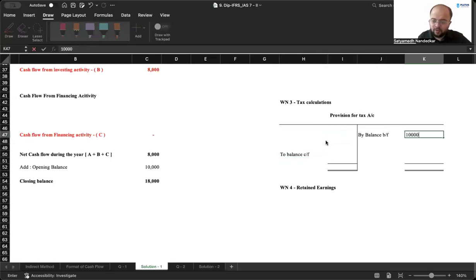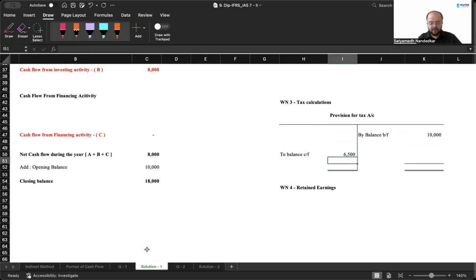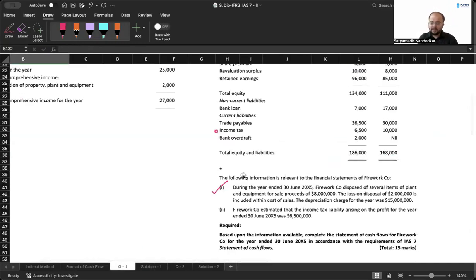Opening balance brought forward is 10,000, closing balance carried forward is 6,500. That you have written. And Firework estimated that income tax liability arising on profit for the year was 65 lakh. That means profit earned this year, on that you are supposed to pay a tax of 65 lakh. So that is current year's tax expense.